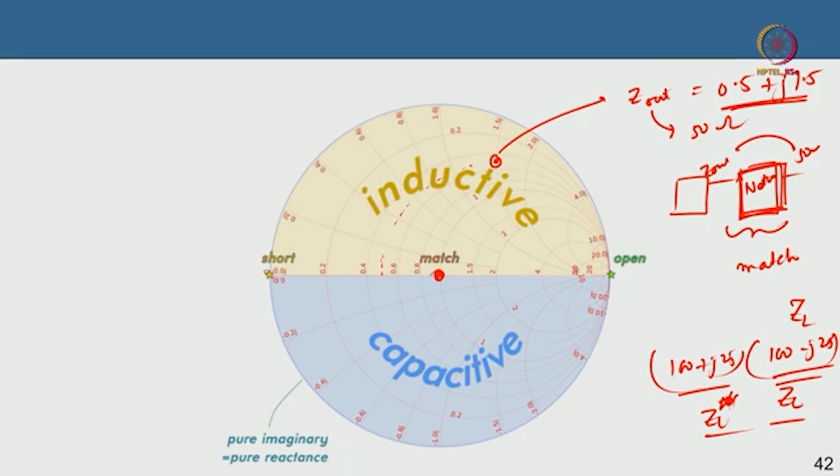So, how will you match a point to 50 ohm? In general, you try to avoid including resistors in the matching network, because those lead to I squared R loss. So, you try to avoid resistive lines. If you go along this line, you are essentially adding a resistor, so you try to avoid going along that line.